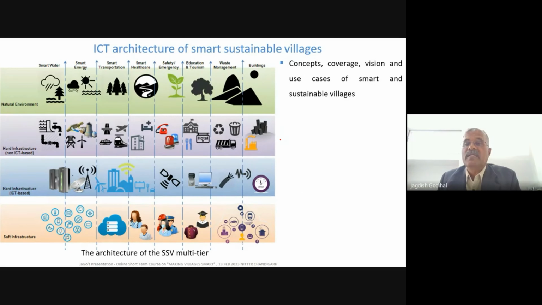If we look into ICT infrastructure for smart sustainable villages, yes, these are the smart sustainable village multi-tier. So you can see this is actually the natural environment. That is the smart water that is already in the village. Maybe you have a river, lake, ponds. Okay, then smart energy. Okay, then smart transportation, smart healthcare, smart safety and emergency, education, tourism, waste management, and then buildings.